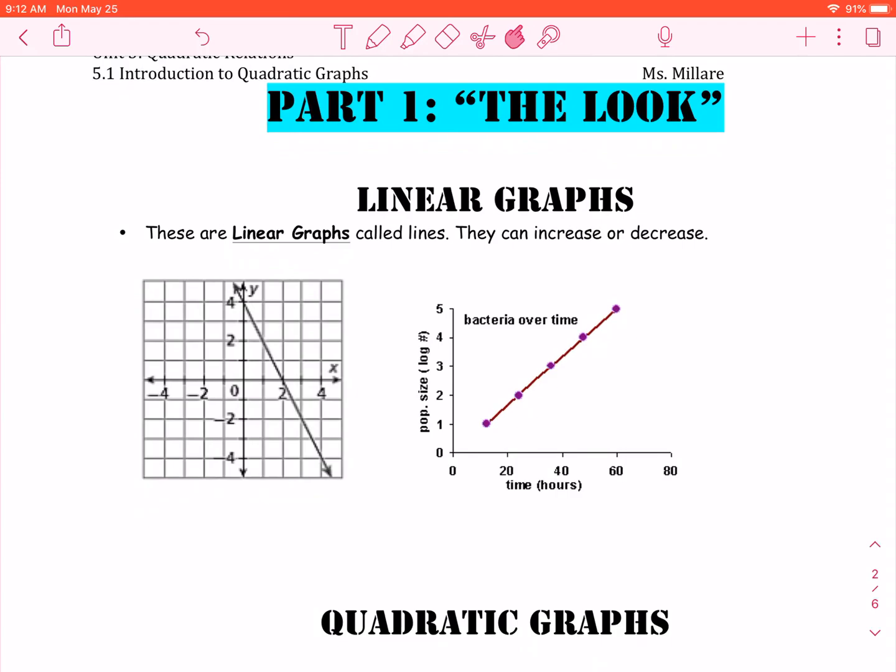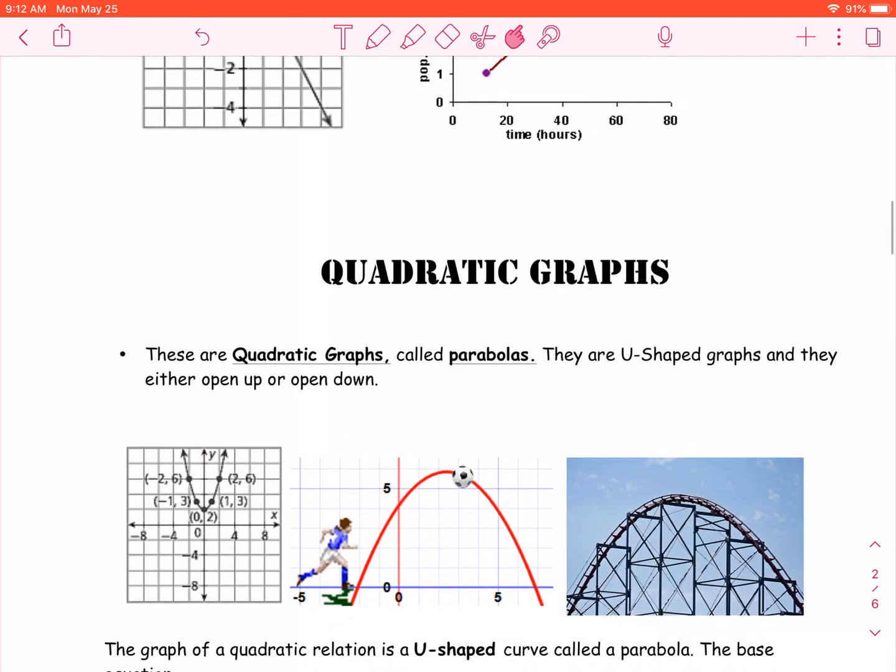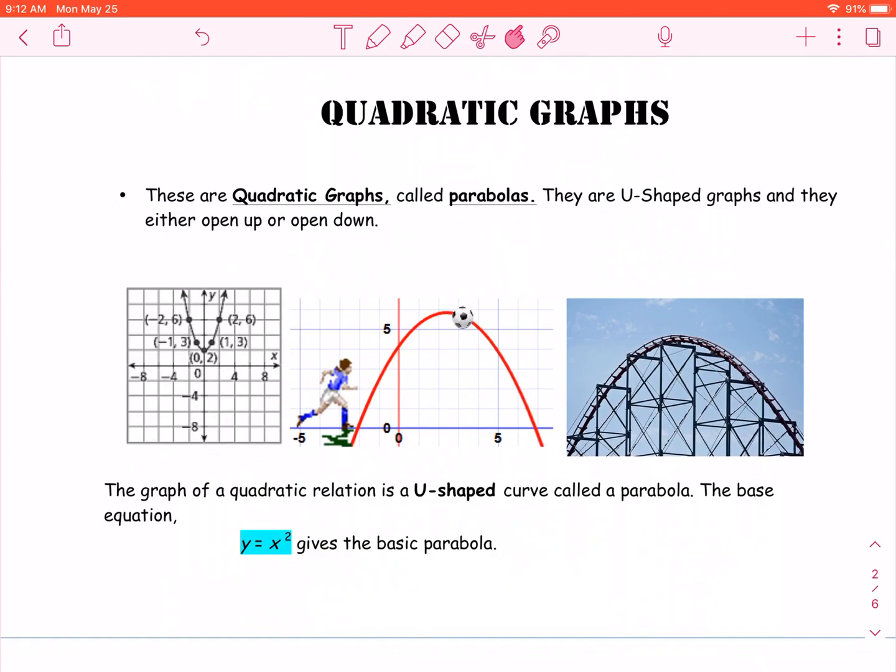So again, linear graphs are called lines. They can increase or decrease. We see that in a grid form, and we see that in a potential real-life example form. Now, how does that differ from quadratic graphs? Well, we can see in our 3 different examples, quadratic graphs are called parabolas. They are U-shaped graphs, and they either open up or down.